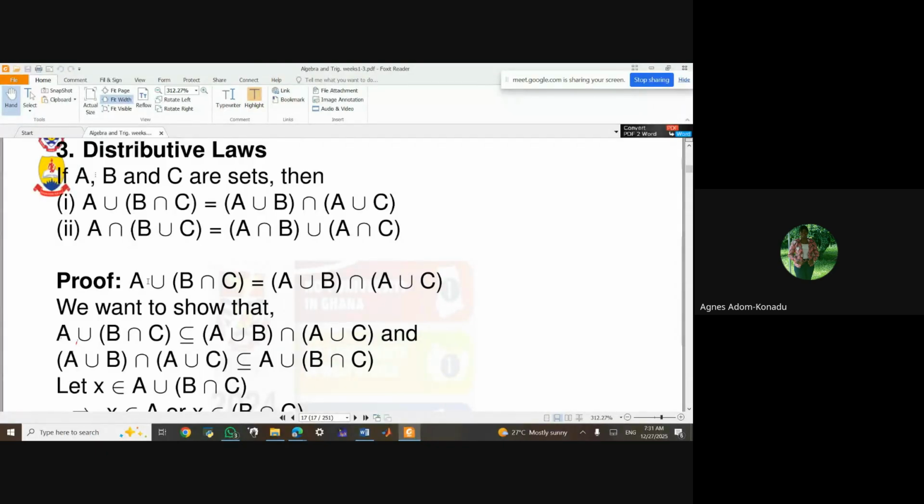And I told you, if this is equal to this, then it means that the left-hand side is contained in the right-hand side, and the right-hand side is also contained in the left-hand side. So that's what I want to show. If I'm able to prove that the left-hand side is contained in the right-hand side, and the right-hand side is also contained in the left-hand side, then it means that they are equal.